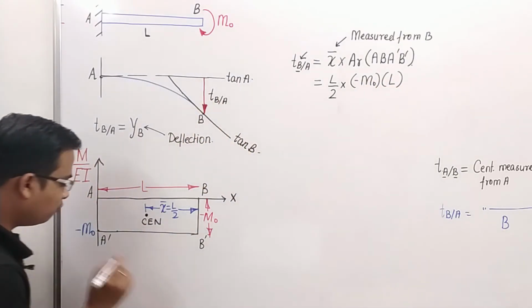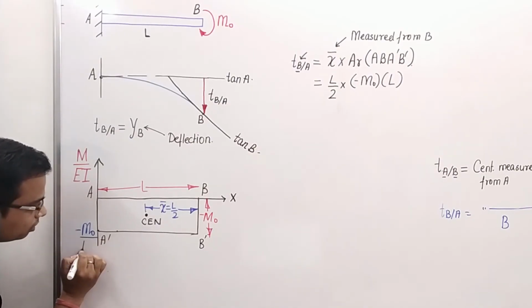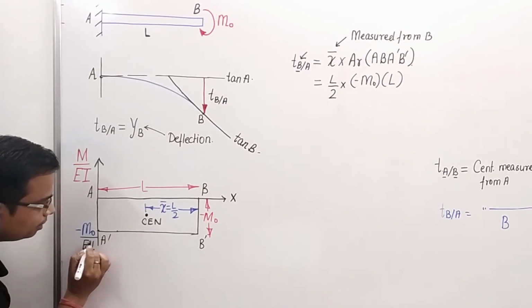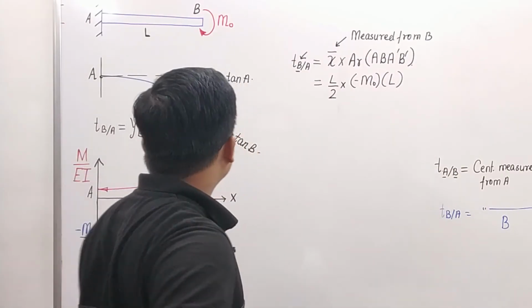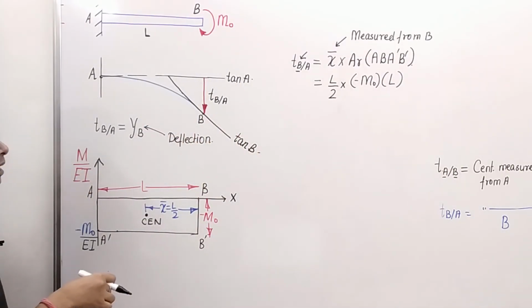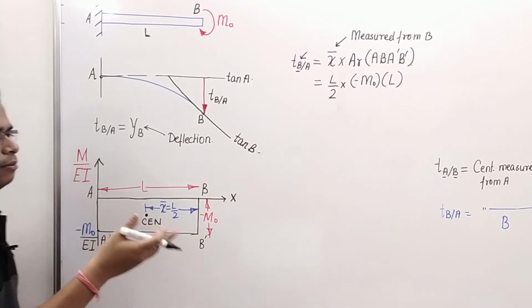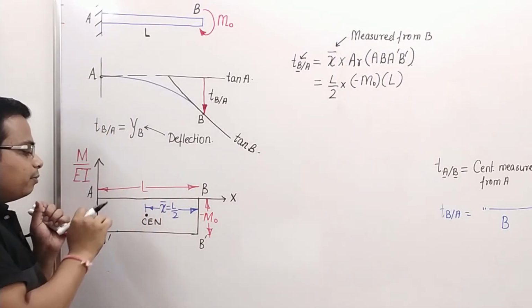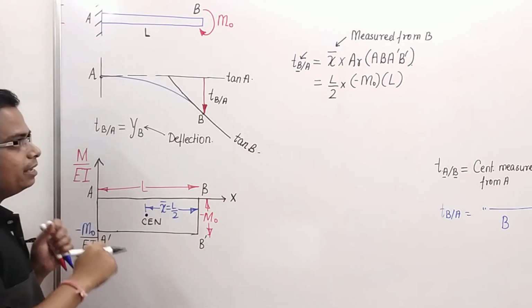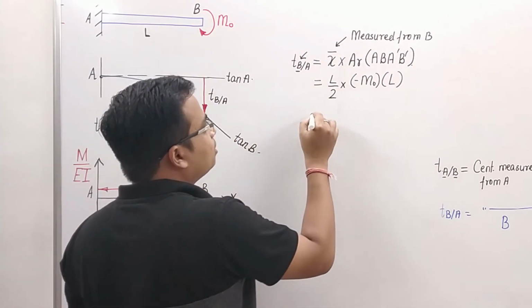And by the way, I forgot to write this. This is not just m0. This is m0 over EI. Whatever bending moment value you get, in order to put it up in the M over EI equation or diagram, you just divide it by EI. Anyway, so this is our final result.